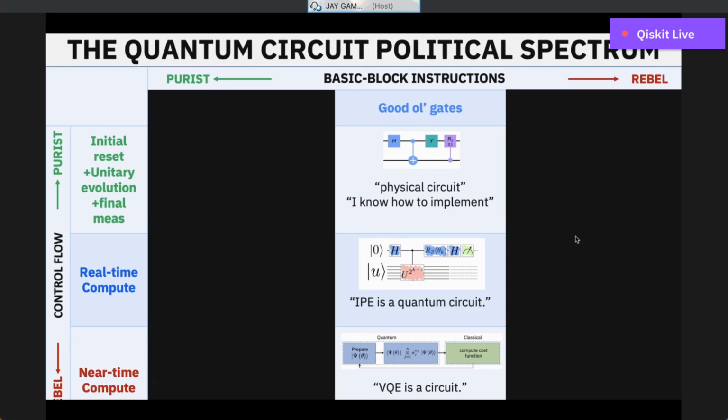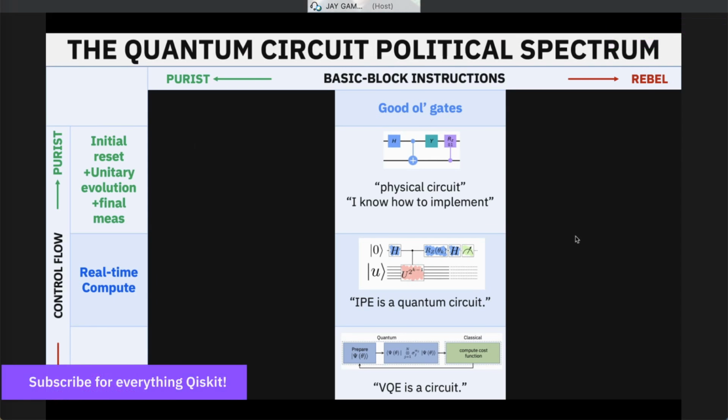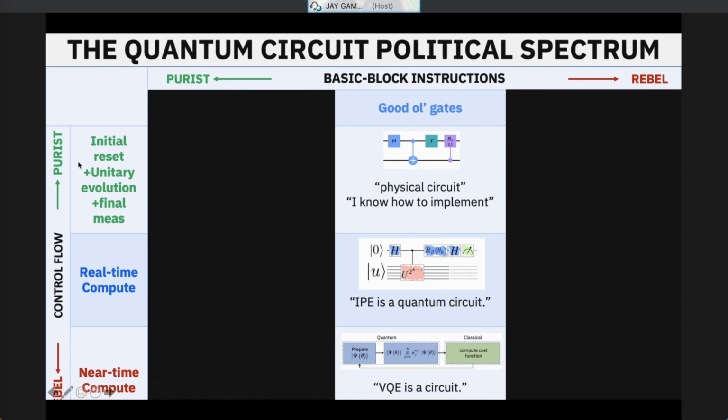So just to give a summary, here's a slide that my colleague Ali put together. So here you see the different control flows. You have the purist that sees a quantum circuit as simply a way to represent a quantum evolution. You initially reset, you apply all unitary evolution, and you apply a final measurement. So I would call this the standard wiki-type view of a textbook.